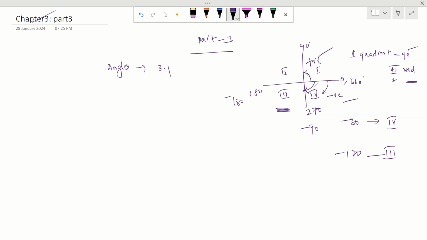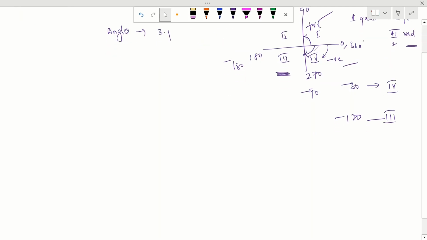Now we'll discuss the concept of trigonometric functions. We have discussed trigonometric functions, but I will just revise the things as per your syllabus. As per the syllabus, what is given, I am going to discuss. So the title here is trigonometric functions.